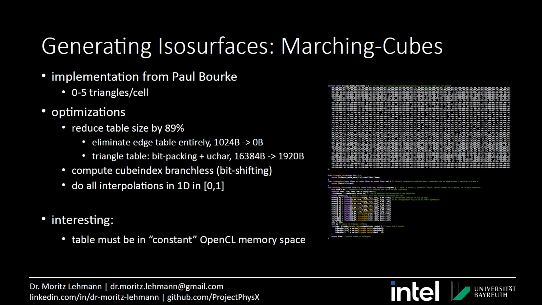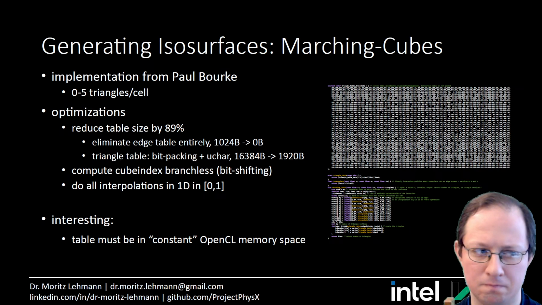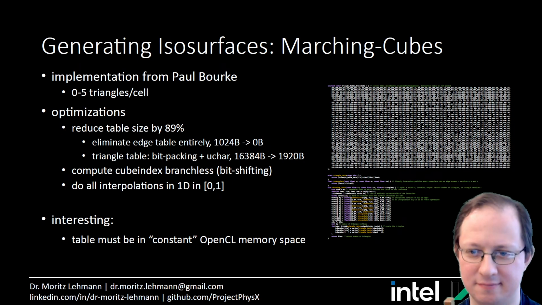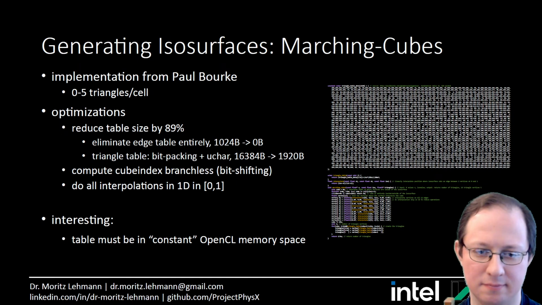And to cover all of the cases with 8 cube corner points, any one of them could be either inside or outside a given volume. There are 2 to the power of 8, 256 different cases, and they are covered in a triangle table. So based on which points are inside or outside, you look up some values in a table, and they tell you which combination of triangles to insert and to render, which is very smart.